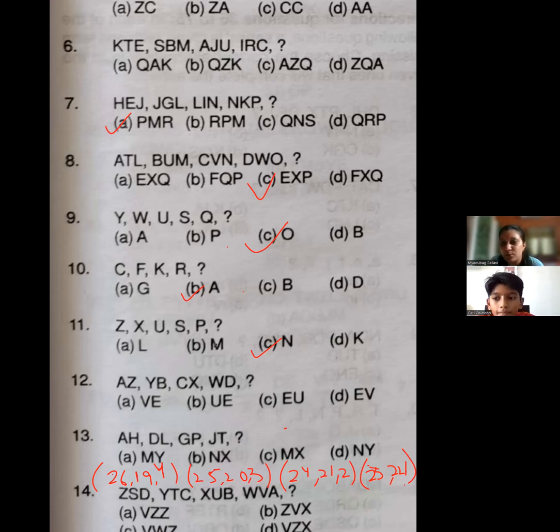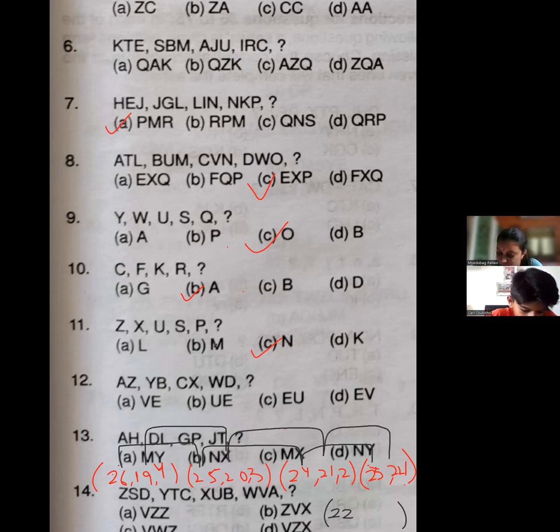Observe the three series. In the first series, 26 is becoming 25, then 24, then 23. So it's evident from this that it is decreasing by 1, right? So 23 will now become 22. In the second series, 19, then 20, then 21, then 22. That means in this one, it is increasing by 1. So now 22 will become 23.